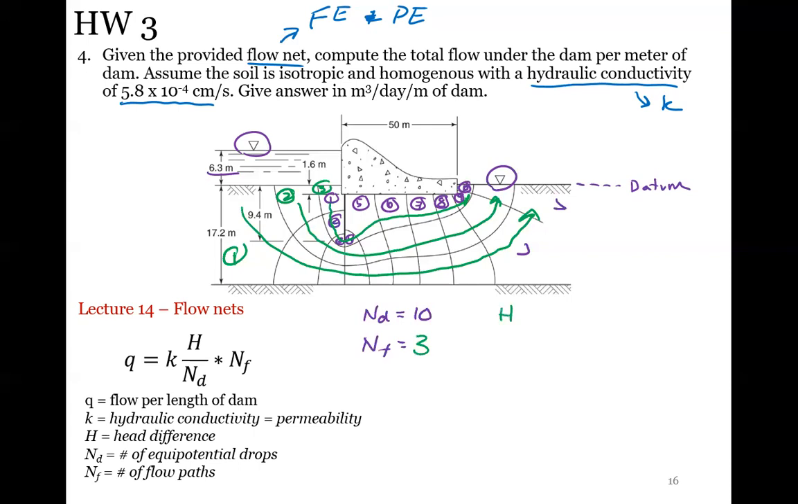Our change in head H is equal to 6.3. And literally you can choose any datum you want. Even if you wanted to use down here as your datum, that's fine because you're taking the difference between those two. But I think this is a better datum here. So we have H1 at, you could just do 6.3 meters minus 0 meters. So this would be our H1 and our H2.